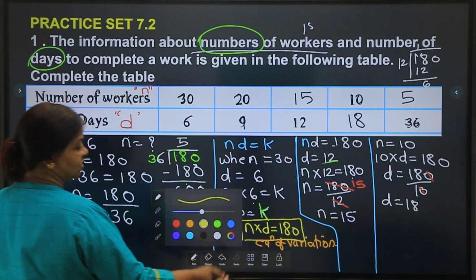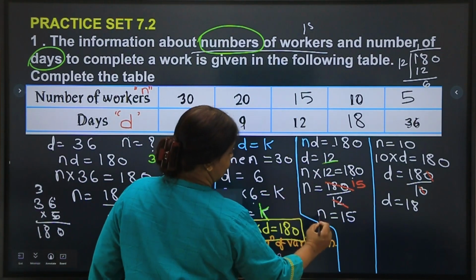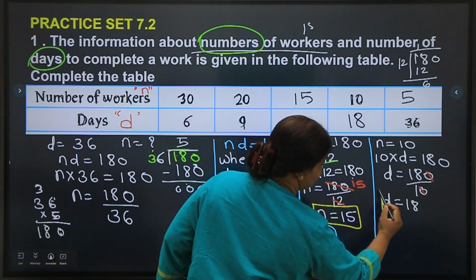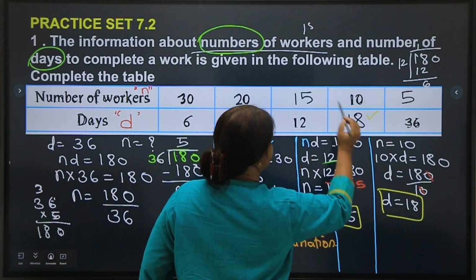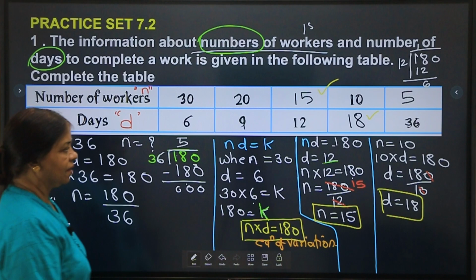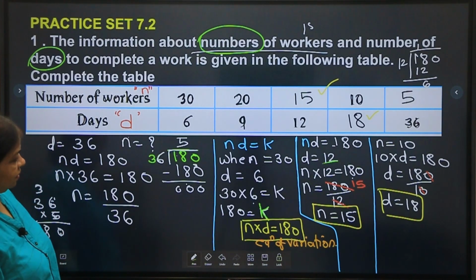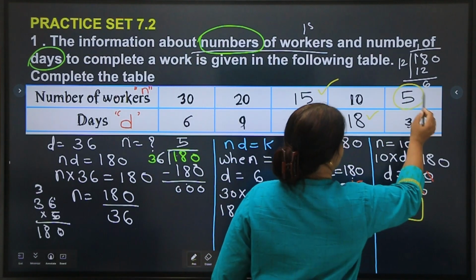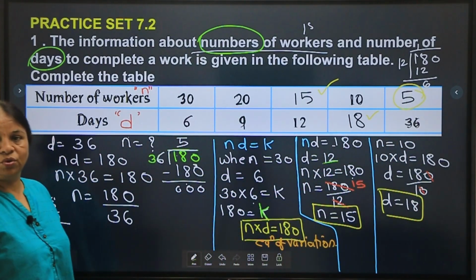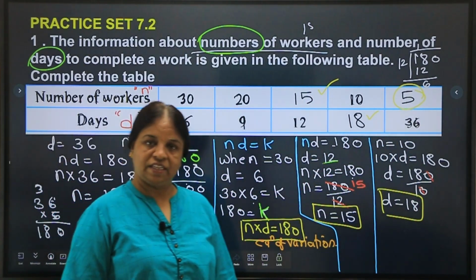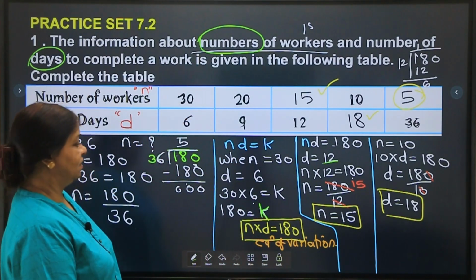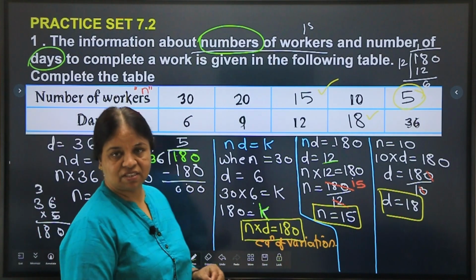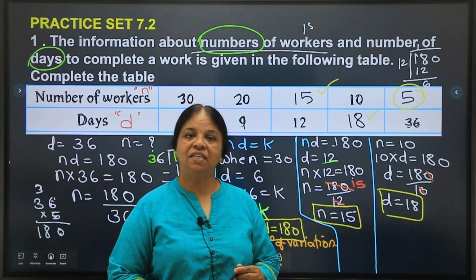See, in every case we got here n is equal to 15, here d is equal to 18, then n is equal to 5. So you can pause the video and solve the sum and learn by heart the table of 12. Every time I solve a sum and I am using the table, I am asking you all to learn the table.